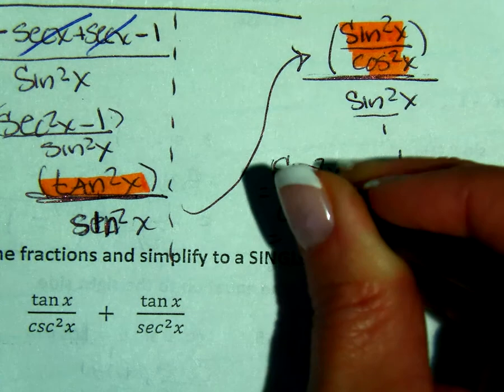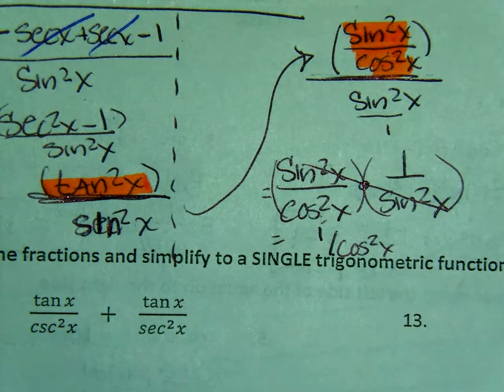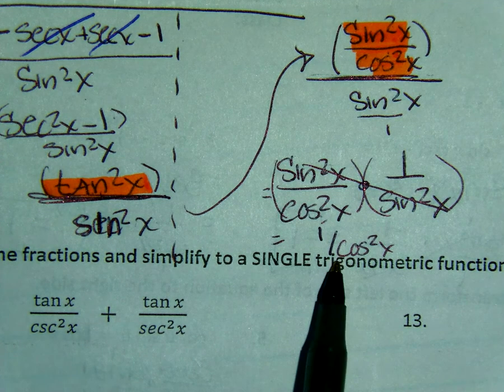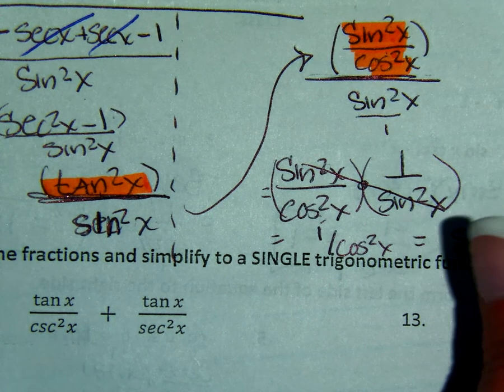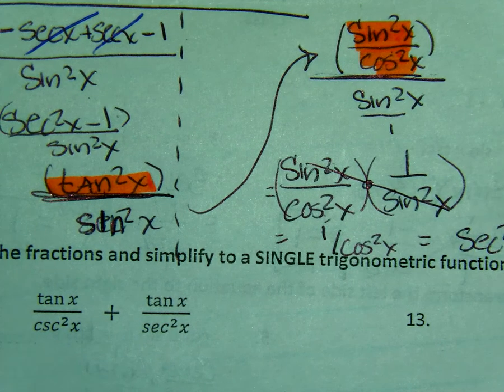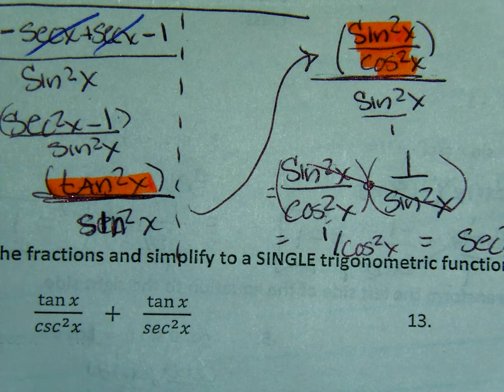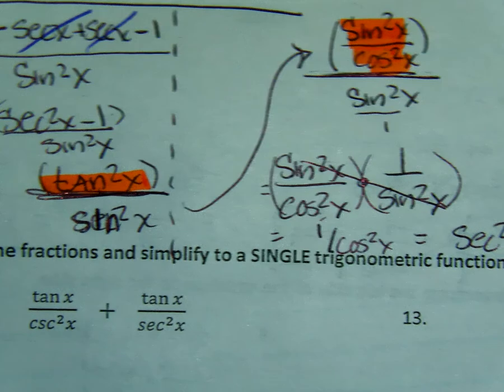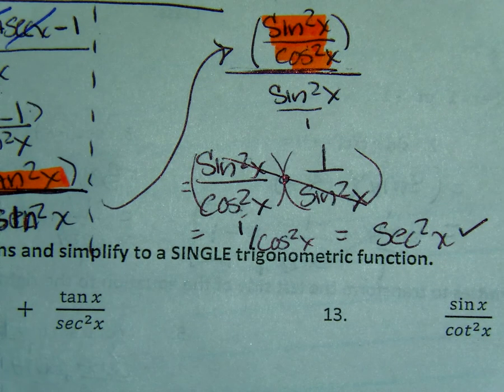So be careful because I'm sort of running out of room here. I don't know why I wrote so big. 1 over the cosine squared is equal to the secant squared of x, and that's exactly what we wanted at the end of our problem. So that was our finish line.